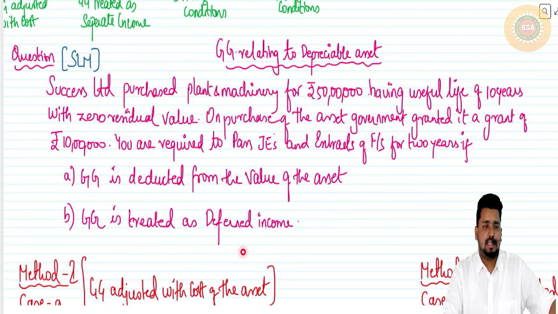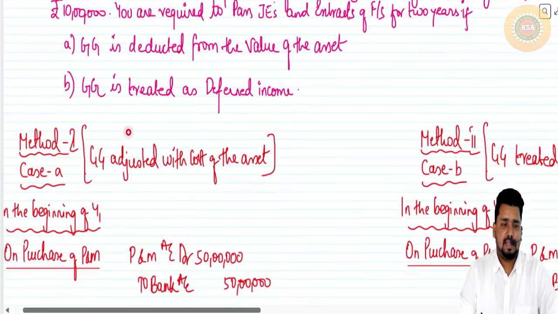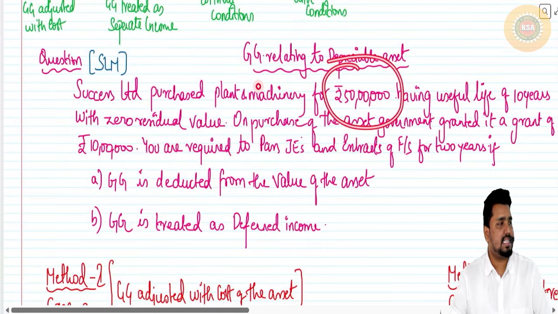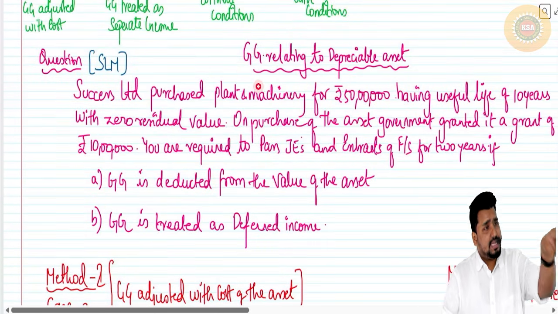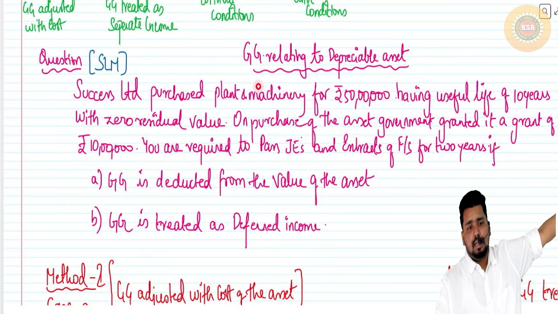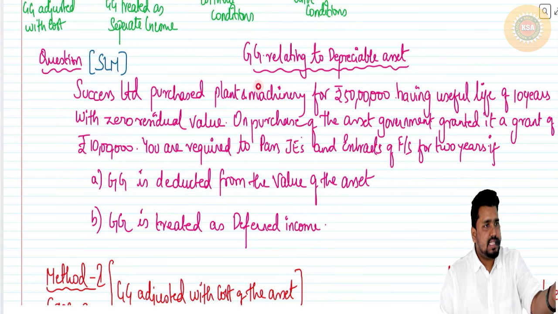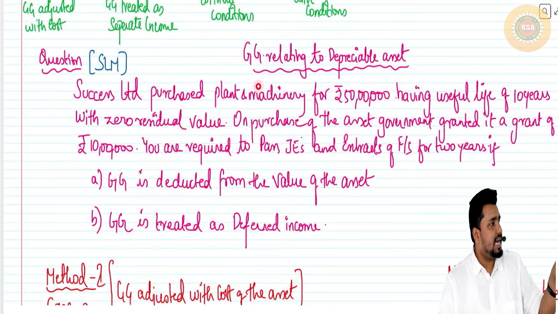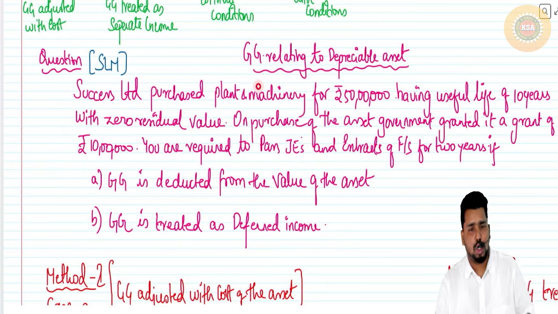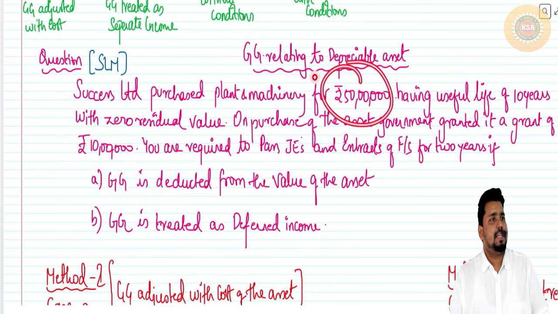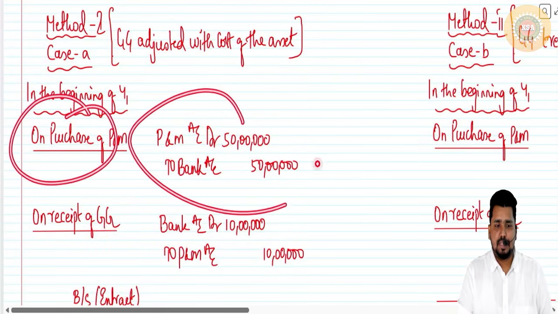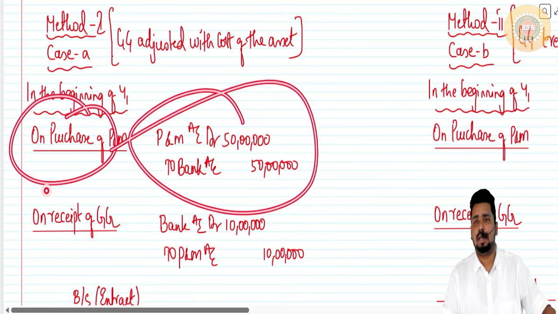Point number one. Listen. What is method number one? Government grant adjusted with the cost of the asset. First, we are purchasing the asset for how many lakhs? 50 lakhs. What is the name of the asset? Plant and machinery. When you purchase the asset, year one, day one, what entry do we pass? Plant and machinery account debit to bank account, 50 lakhs. PPE should be recognized at cost. So on day one, on purchase of plant and machinery, the first journal entry is plant and machinery account debit to bank account.